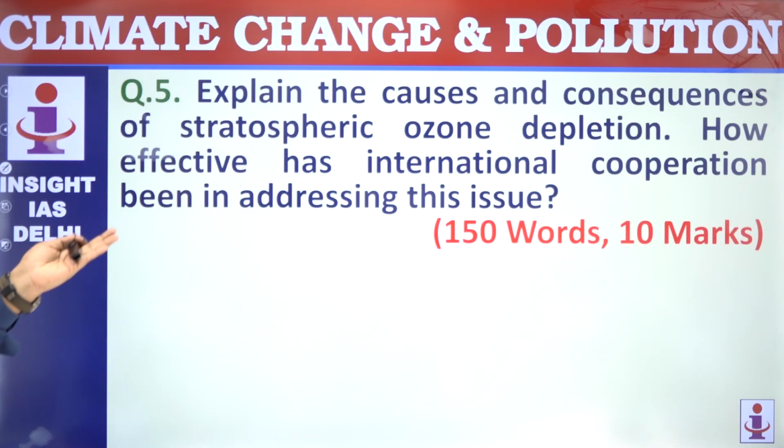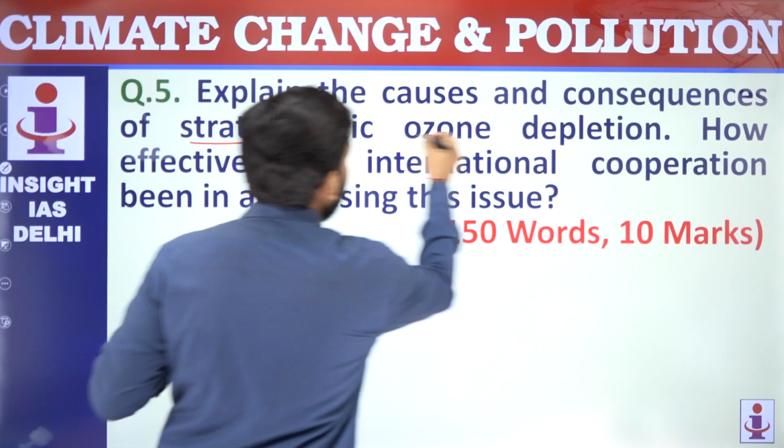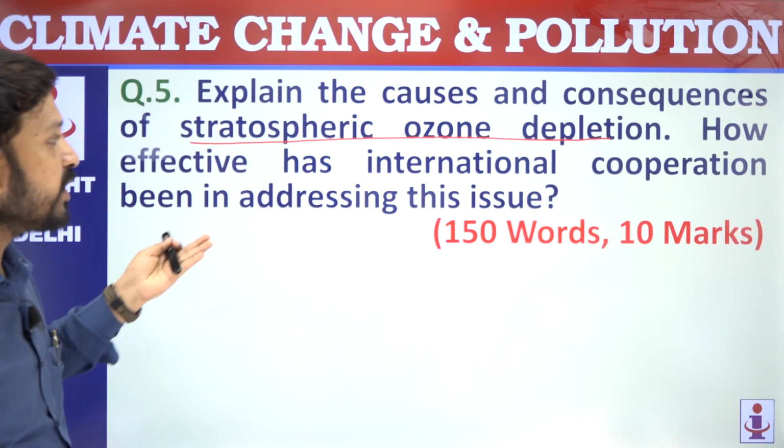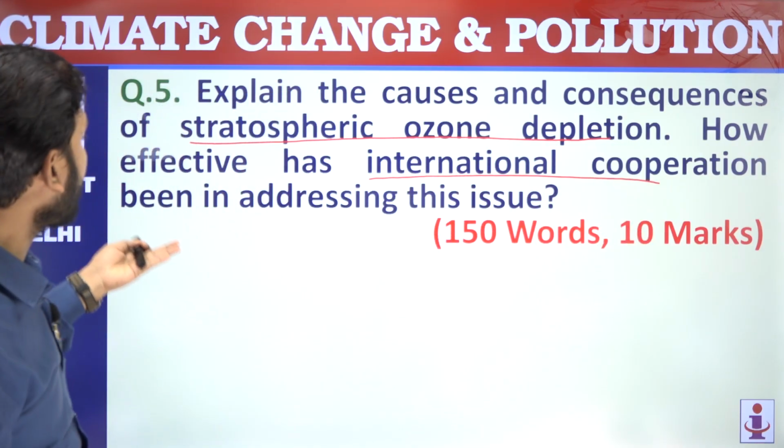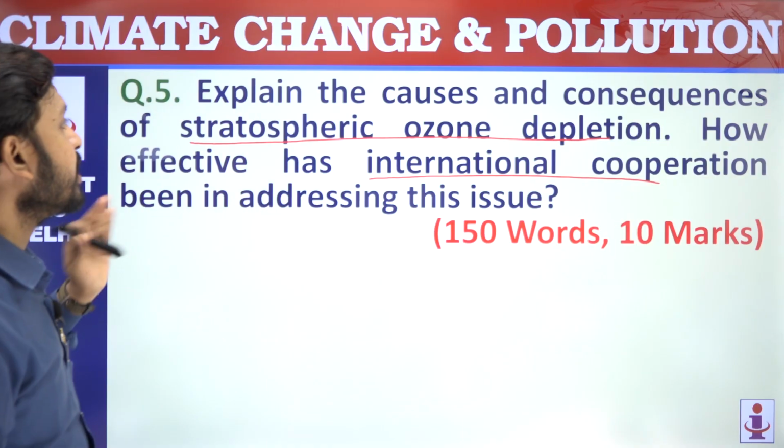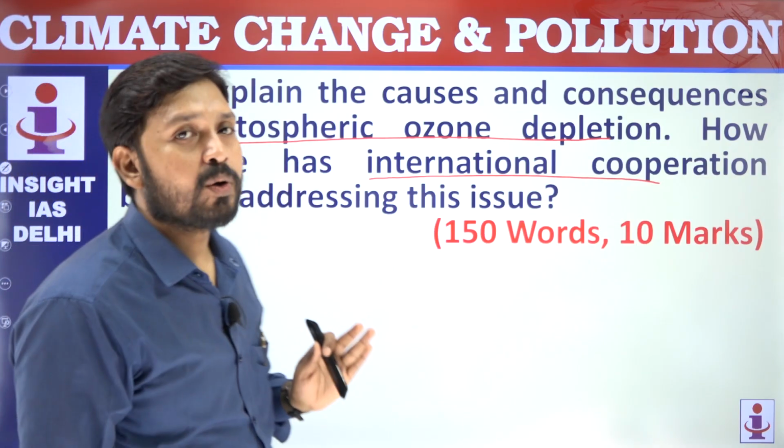Let's go to the next question. Explain the causes and consequences of stratospheric ozone depletion, and how effective has international cooperation been in addressing this issue. So what it is saying, stratospheric ozone is depleting.